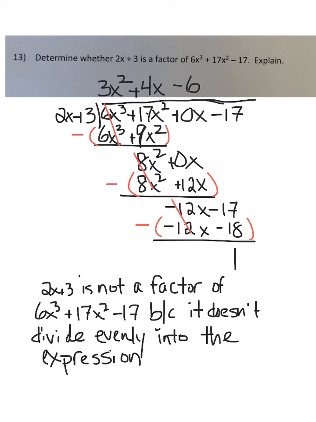Okay, so 2x plus 3 is not going to be a factor of this 6x cubed plus 17x squared minus 17 because it doesn't divide evenly into the expression. Okay, so you can see we have a remainder left over. Okay, so please make sure you took notes in your notes packet for this.